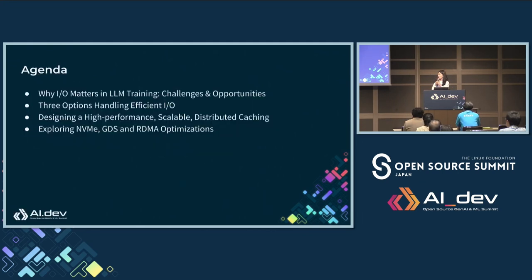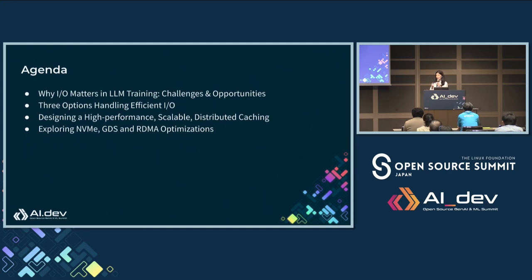Today I'm going to talk about why I/O matters for model training, the challenges and opportunities, and also some options for optimizing I/O. Bin is going to talk about, from an engineering perspective, how we design the architecture for distributed caching, followed by an exploration of NVMe, GDS, and RDMA optimizations.